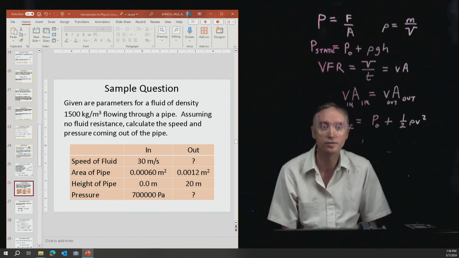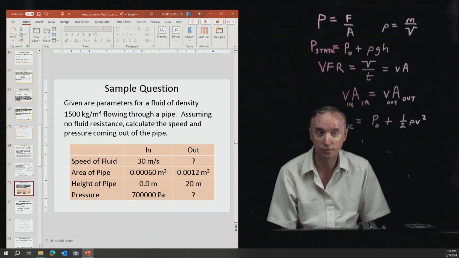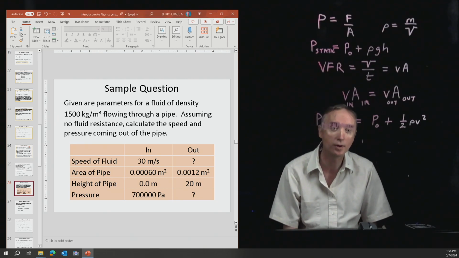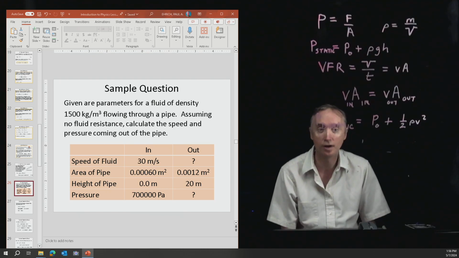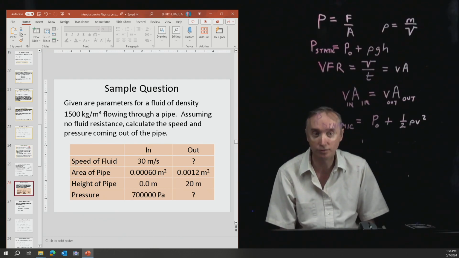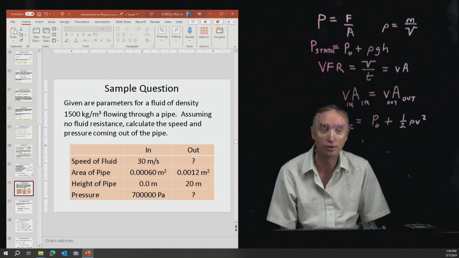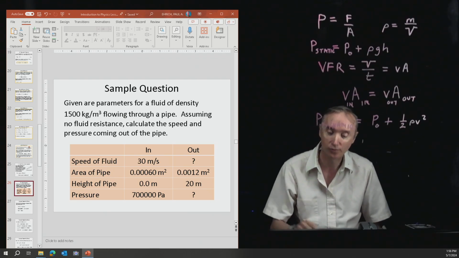I'm giving you the speed of the fluid going in. You need to figure out what is the speed of the fluid coming out. I give you the area of the pipe going in and the area of the pipe coming out. I give you the height of the pipe going in and the height of the pipe coming out, and then I give you the pressure going into the pipe, and your goal is to figure out what is the pressure coming out of the pipe.